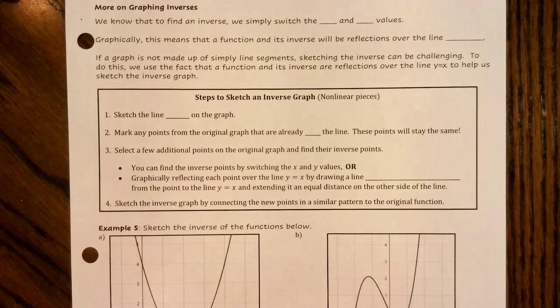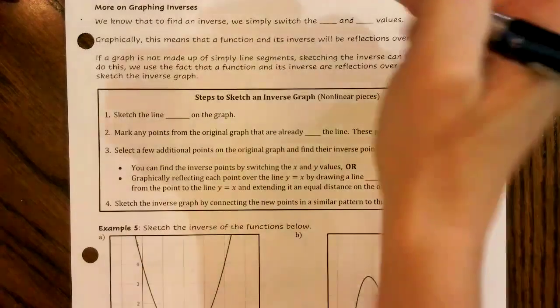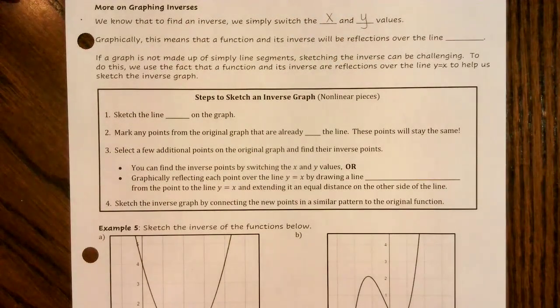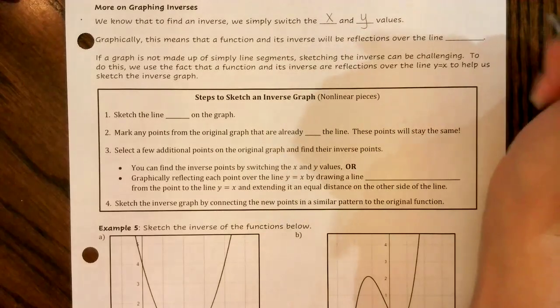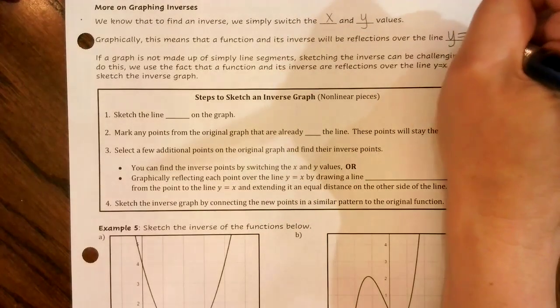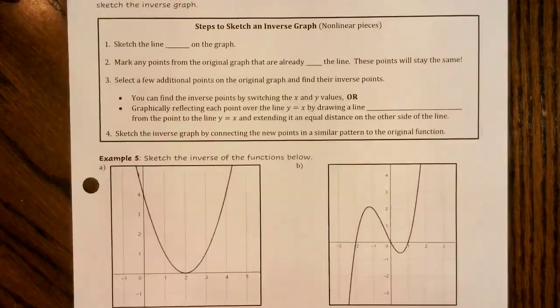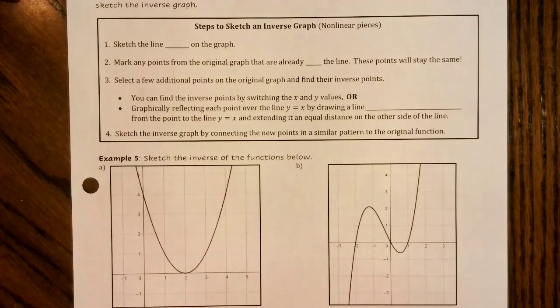All right, we're going to continue to go a little bit deeper with inverses, and we'll go back to the graphing a little bit. It says we know that to find an inverse, we can simply switch the x and y values, and that graphically this means that a function and its inverse will be a reflection across that y equals x line. That's what we talked about a little bit earlier. There is a little bit of a different way of sketching it. This may or may not help you.